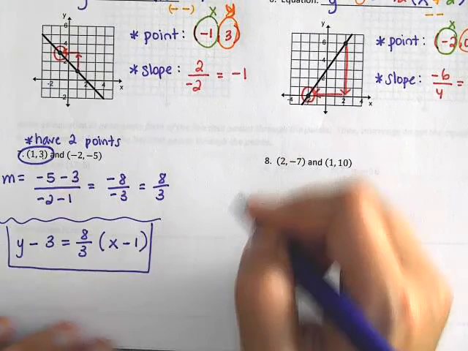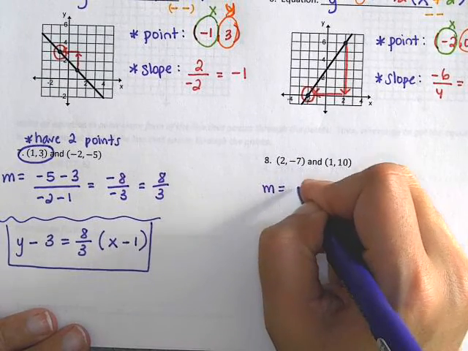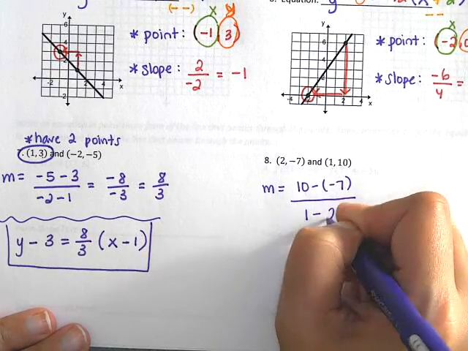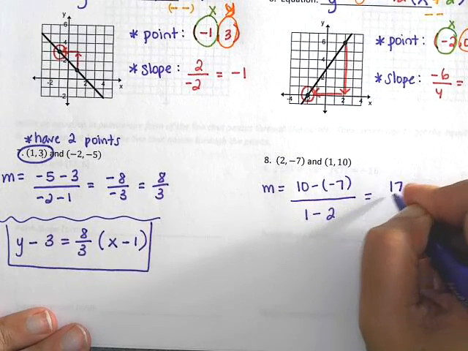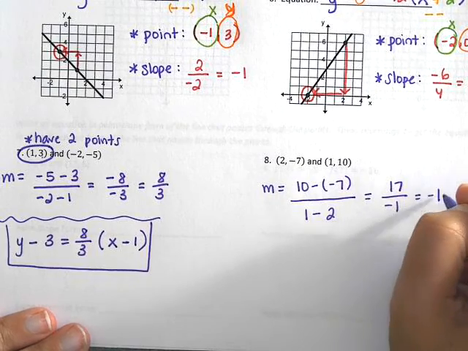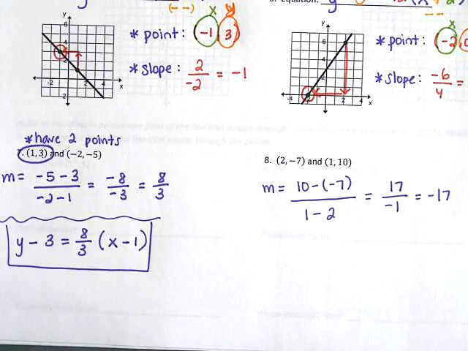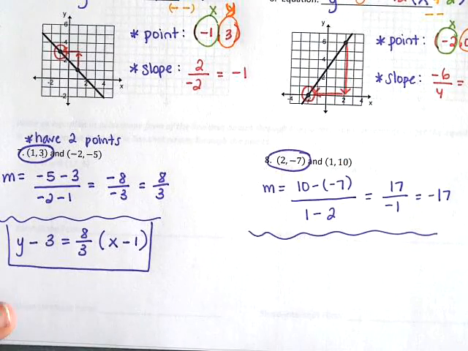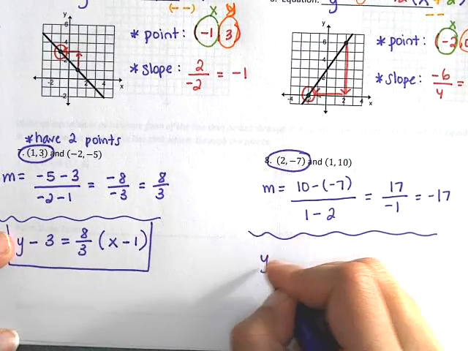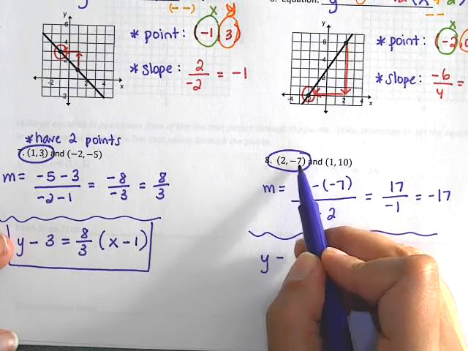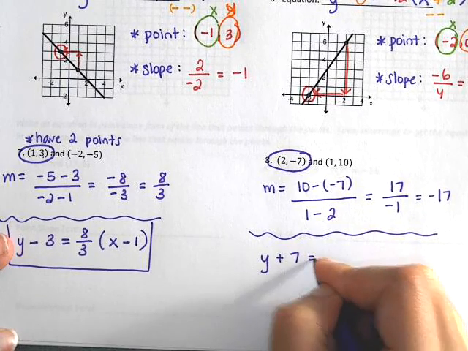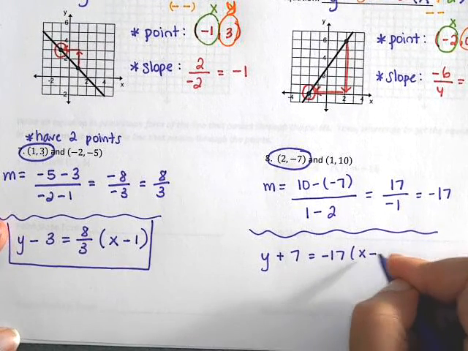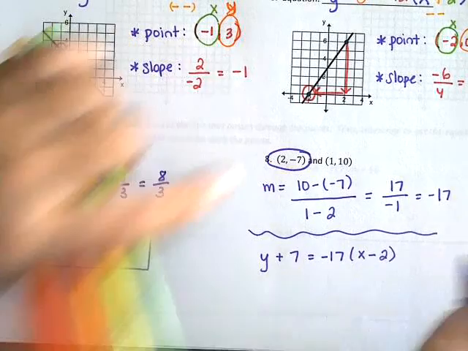Let's do that one more time. I'm going to calculate my slope, so 10 minus negative 7 divided by 1 minus 2, which would be 17 divided by negative 1, which is negative 17. Now I'm going to use the first ordered pair because it's first. And I would get y minus, now I'm plugging in a negative 7, so I'm going to change that to a plus, equals negative 17, parentheses x minus, and I'm plugging in a 2, and I'm done.